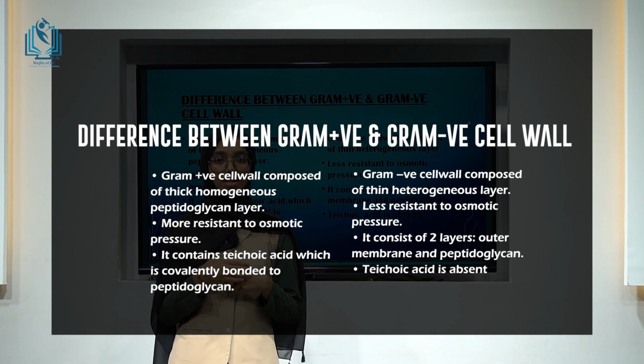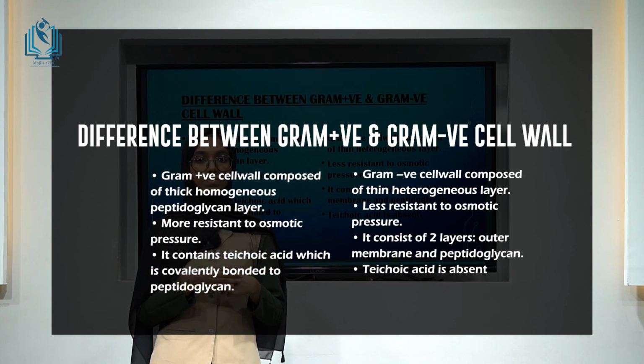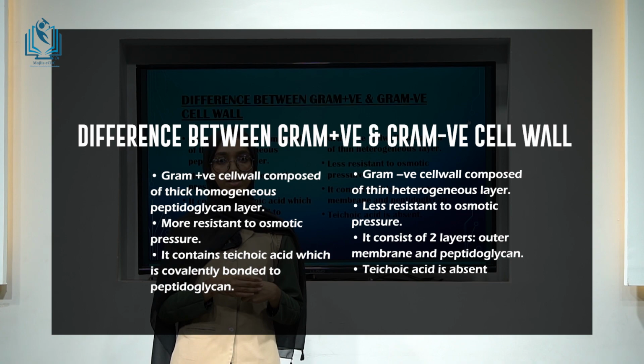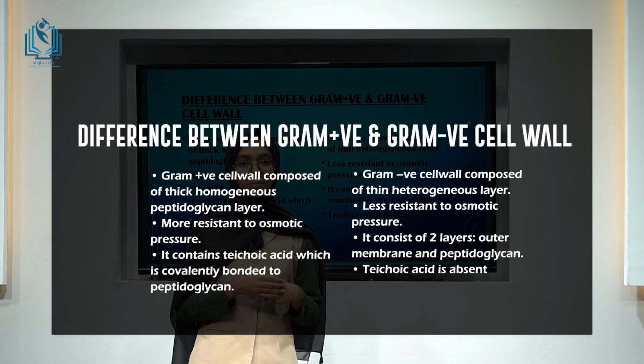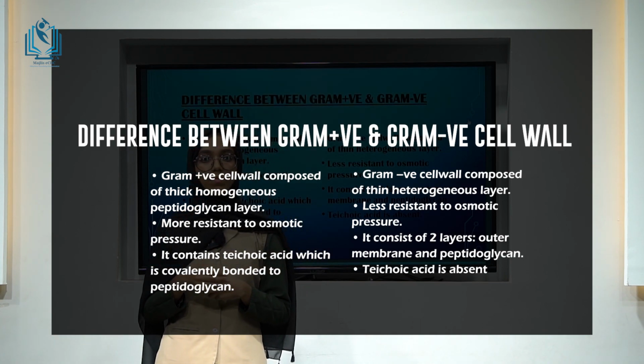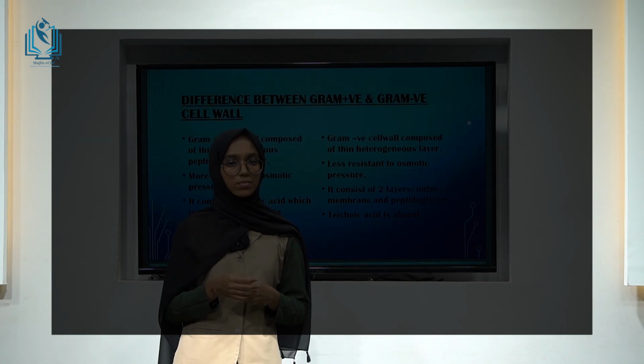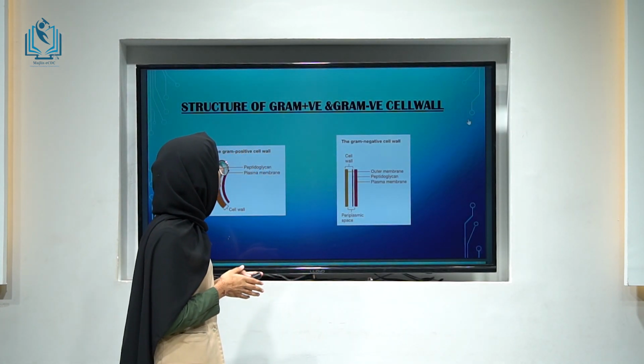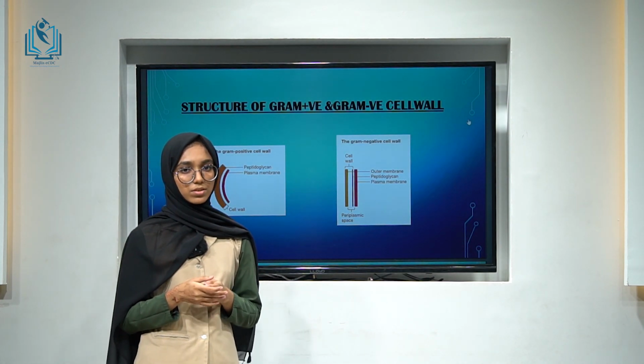Gram-positive cell wall contains teichoic acid, which is covalently bonded with the peptidoglycan, whereas gram-negative bacterial cell wall lacks teichoic acid. Here you can see the structure of gram-positive and gram-negative bacterial cell wall.